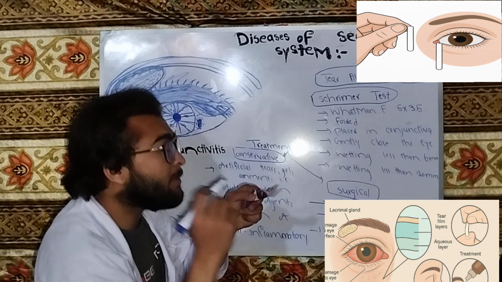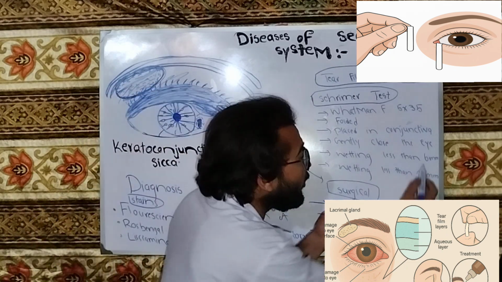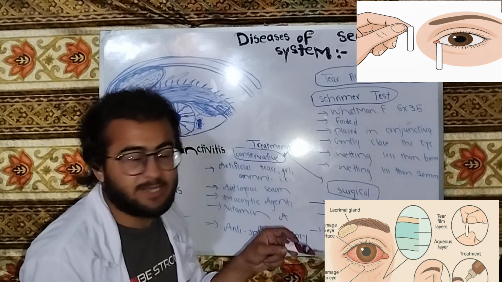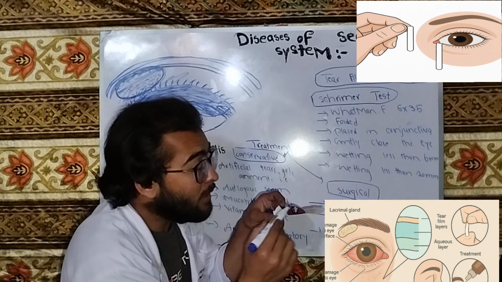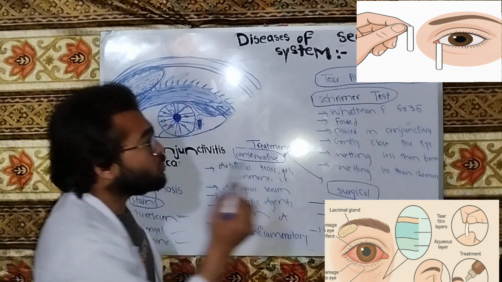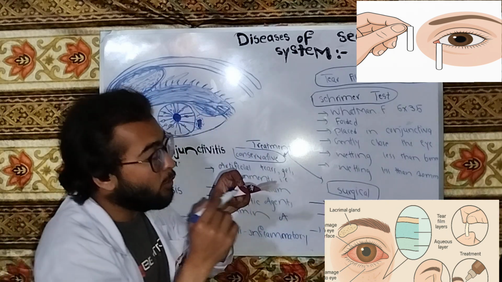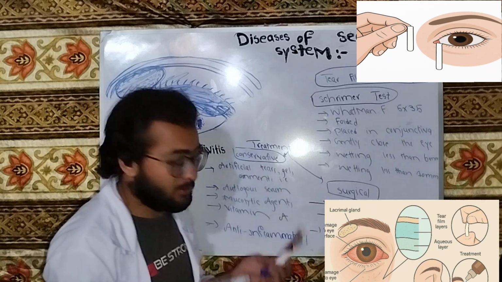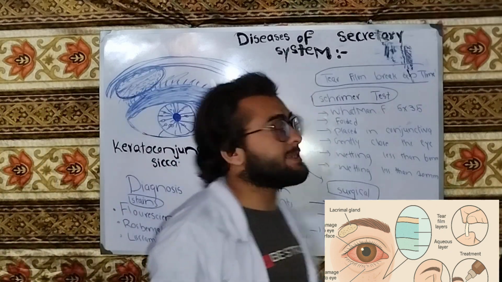If its reading is ready, without anesthesia, if the wetting is less than 10 millimeter, then it will be diagnostic of keratoconjunctivitis sicca. And with local anesthesia, when the wetting is less than 10 millimeter, it will be considered keratoconjunctivitis sicca. So without anesthesia, less than 6 millimeter; with anesthesia, less than 10 millimeter of wetting of the Whatman filter paper will be considered keratoconjunctivitis sicca. Okay. So these were the diagnostic methods of keratoconjunctivitis sicca.